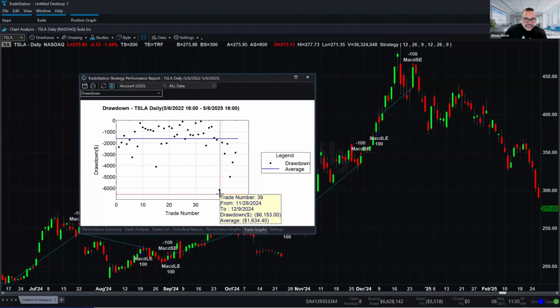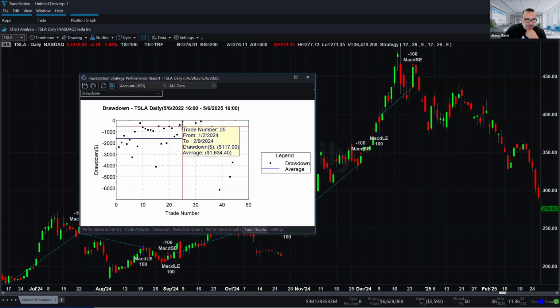I have a trade here that had significant drawdown, which was trade number 39, the same trade that had the negative efficiency. Now we see it in a different graph, and we can say that this trade had the highest drawdown of 6,153. We didn't have any trade with 0 drawdown. Here, the drawdown for this trade, number 25, was $117, and this trade over here was $92. All of them had a little bit.